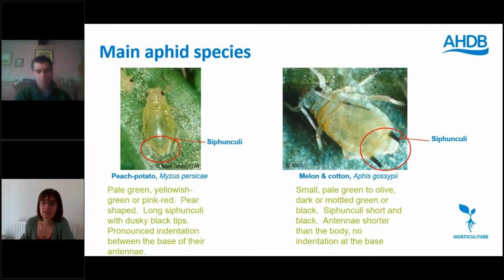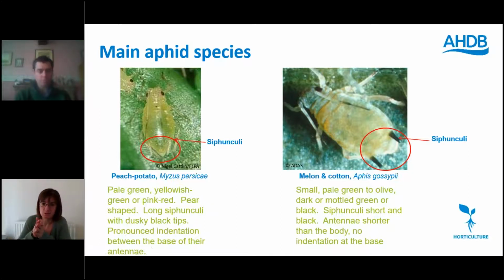They are small, but look at the siphunculi on these ones, really short and black, so really quite easy to spot and identify that this is a melon cotton aphid that we're looking at here. It has antennae that are shorter than the body, and they have no indentation at the base, whereas the peach potato one does. So that's another way of helping us to decide which one this is.